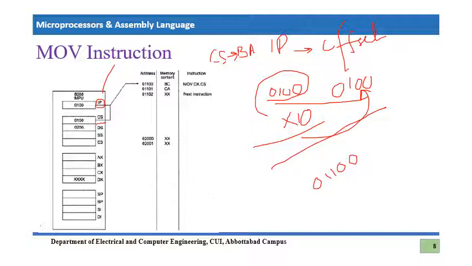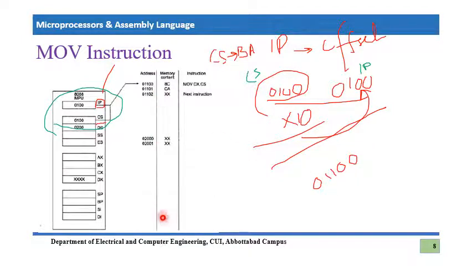I will just repeat. That is basically the CS value, this is our IP value, and both these values are shown here. One can clearly see that both values are 0100. The CS value gets multiplied by 10, so it becomes 01000, and once we add 0100, the total becomes 01100, and that is the physical address of the next instruction.